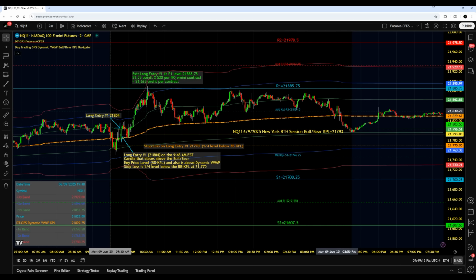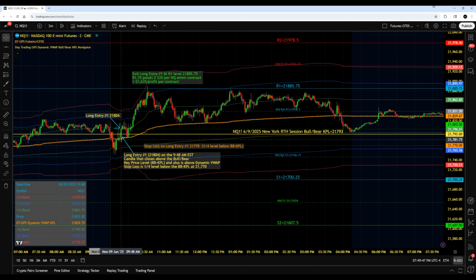And as you can see later on in the session, towards the end, in the last 15 minutes of the session, we did get a move down, where we did get a move below the dynamic VWAP KPL navigator, and we got a move just right above the static bull bear KPL for the session.